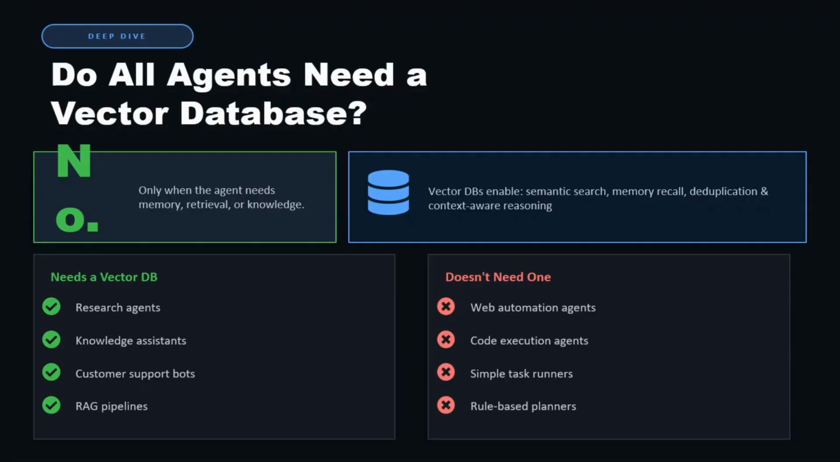So, do all agents need a vector database? Not all agents need a vector database. Vector databases are only required when an agent needs memory, retrieval, or knowledge grounding. They enable semantic search, memory recall, deduplication, and context-aware reasoning. Agents like research assistants, knowledge bots, and RAG pipelines rely heavily on vector databases. But agents that simply automate tasks like web automation, code execution, or rule-based planners don't need one. It all depends on whether the agent needs to remember and reuse information.